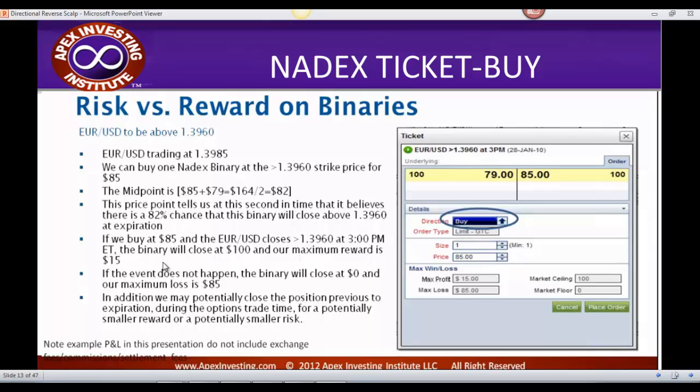Now, if it doesn't happen and I was wrong, the statement was false, goes the other way, then the binary will close at 0 and the maximum loss is $85. Keep in mind, we don't have to hold if it's going against us. I don't have to hold it all the way to expiration and let it expire at 0. I can get out earlier to potentially have a smaller risk amount.